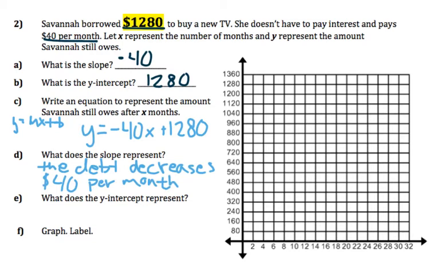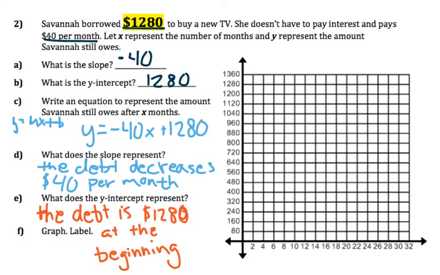Part E. What does the y-intercept represent? Well, we know that the y-intercept is $1,280 at time 0. So the debt is $1,280 at the beginning. Part F. Graph and label.